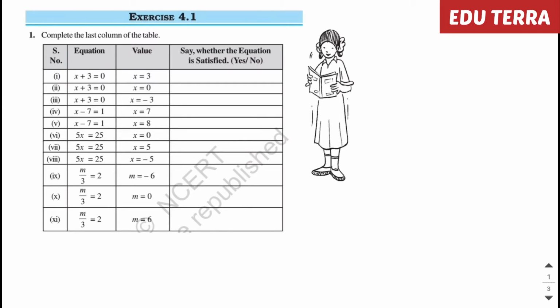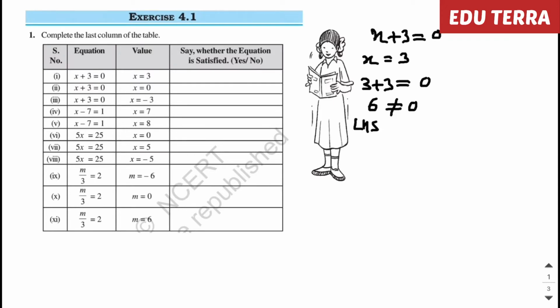Look here, first one: x plus 3 equal to 0 and the value of x equal to 3. But 3 plus 3 is 6, which is not equal to 0. It means here it is not satisfying LHS equal to RHS. So you will write here no. Now without solution you can solve.